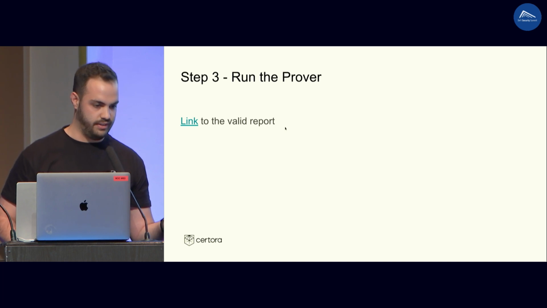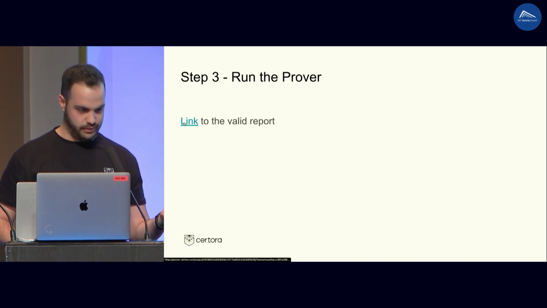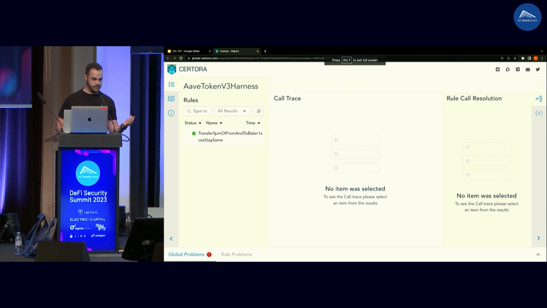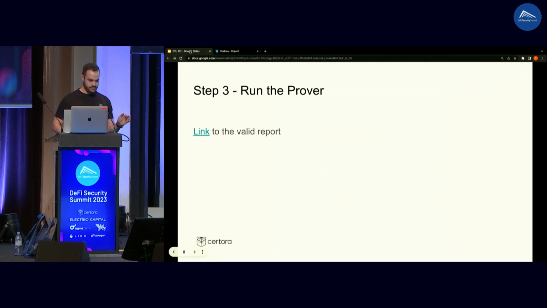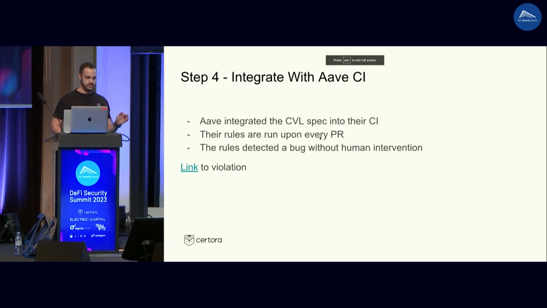And this is what you get when you write a good property. You see the green check mark, everything is correct, everything is valid, and you can be happy that you proved it. After we do that, we integrate the spec with the CI. And whenever there is a PR from the development team, they automatically run the rules on the new version of the code. And then we verify again that the rules still hold.